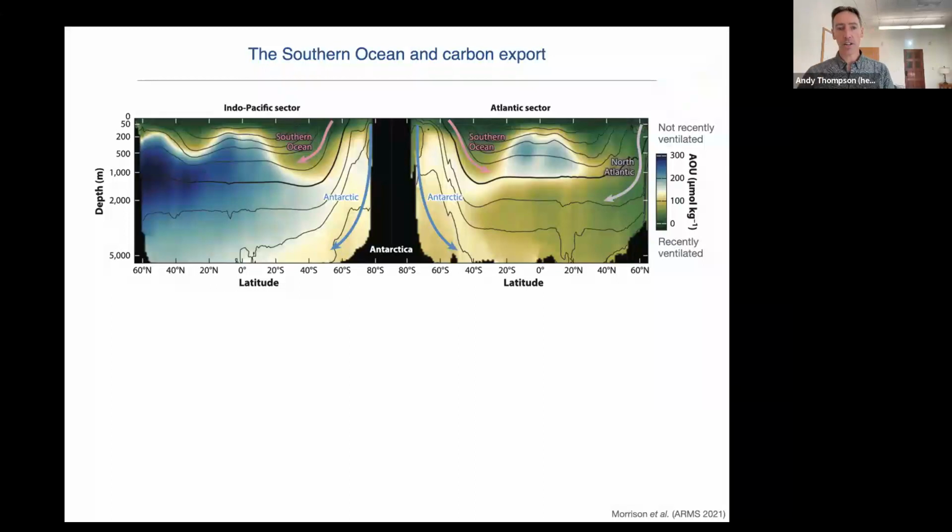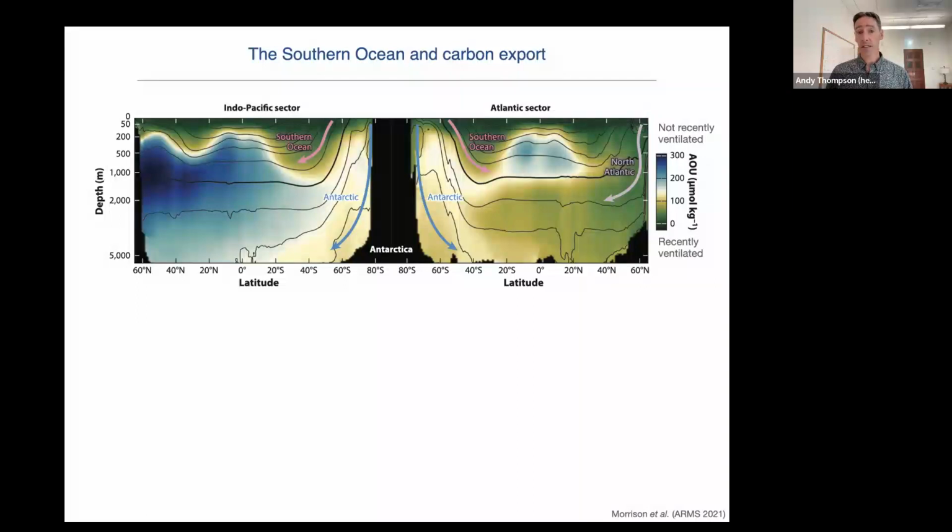Okay, so I'll keep the introduction relatively short, thinking about the importance of the Southern Ocean, and in particular carbon export in the climate system. This is a really nice schematic from Adele Morrison's review paper on Southern Ocean ventilation. So you're looking at depth latitude plots of the climatology of apparent oxygen utilization. So low values here represent recently ventilated waters. The Indo-Pacific sector is on the left, the Atlantic sector is on the right.